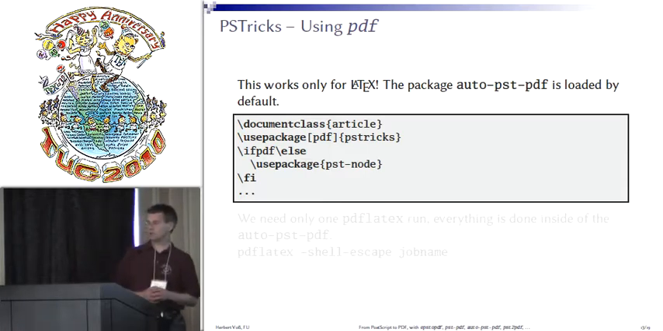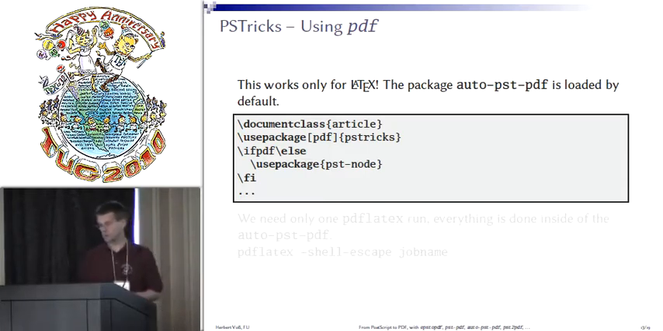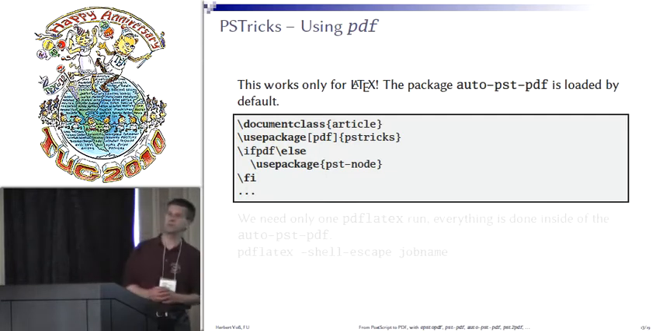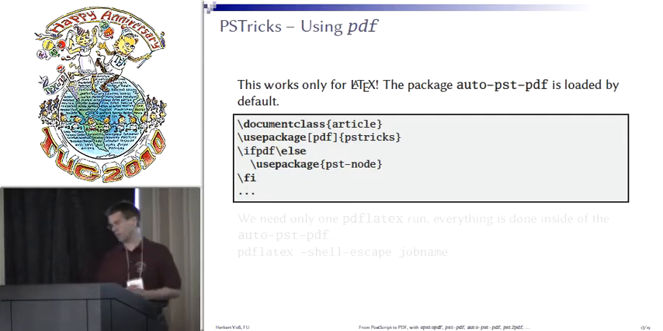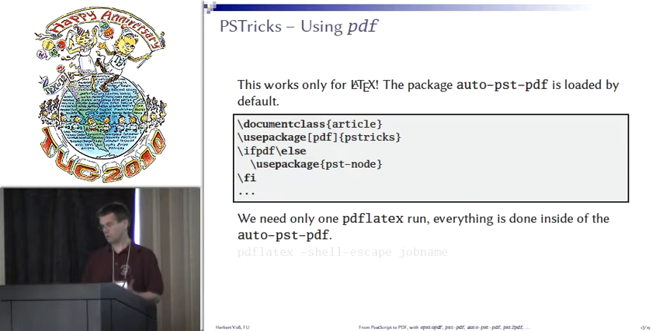With TeX Live 2010, you can use the optional argument pdf for pstricks. Then it loads the package auto-pst-pdf by default, and you can also then use the microtype package and whatever you can use for pdfTeX.